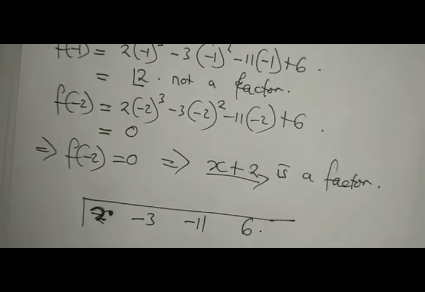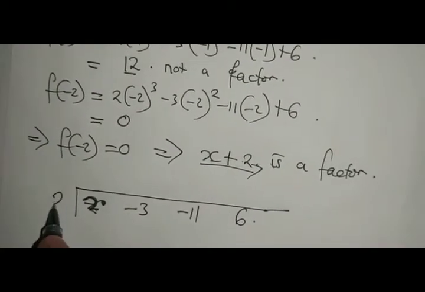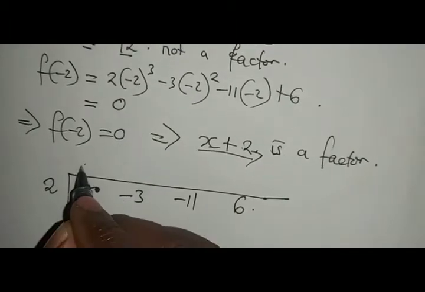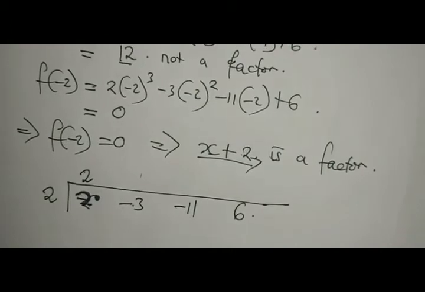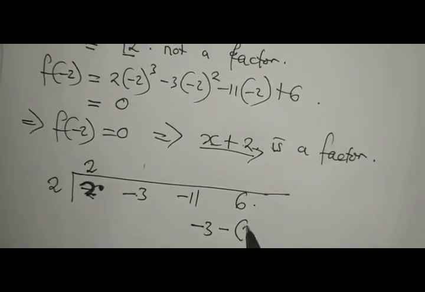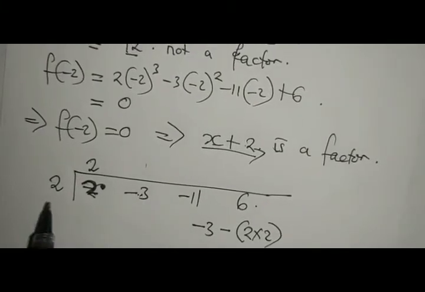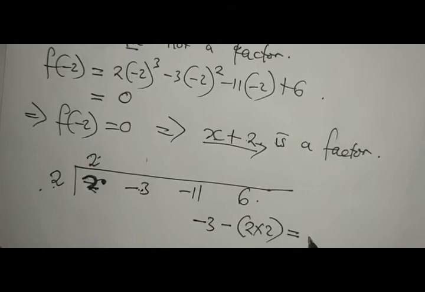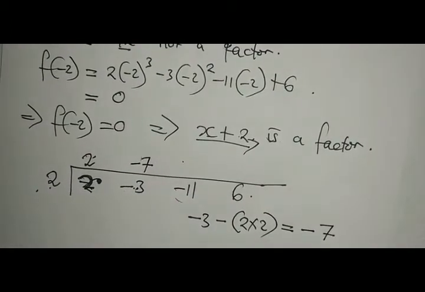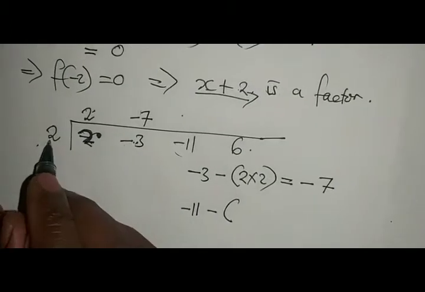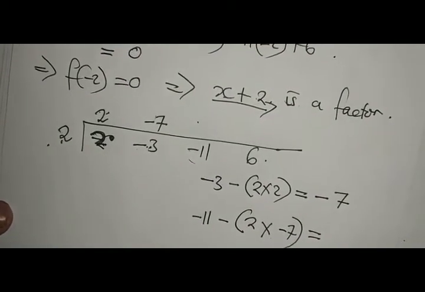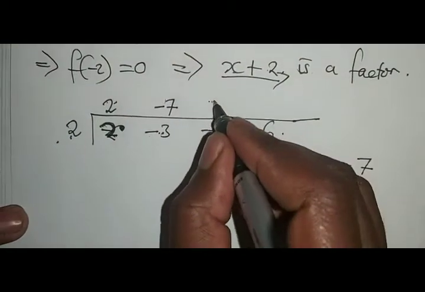Right, then from there, what is our factor? It's x + 2, so here I will write my −2. I take the 2 and write it exactly there. Then for the one on top of −3, we say −3 minus (2 times 2), which gives me −7. Then for the one on top of −11, it will be −11 minus (2 times −7), which equals 3. Therefore here I'll get a 3.